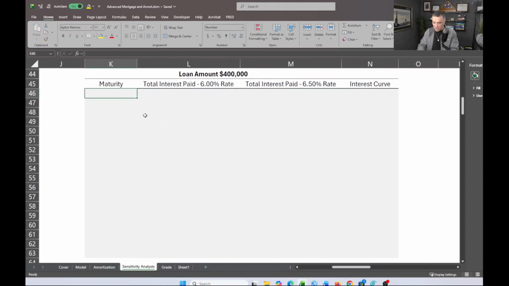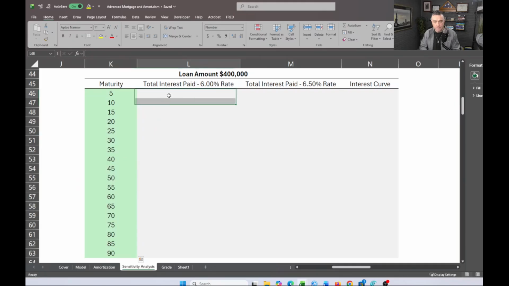So let's look at maturity. We're going to go equals. We're going to start it off with 5 years. We're going to go by 5. So I'm going to go equals the previous plus 5, all the way down to the shaded area. Next, we want to know there's 2 different interest rates, right? That's what we're comparing.